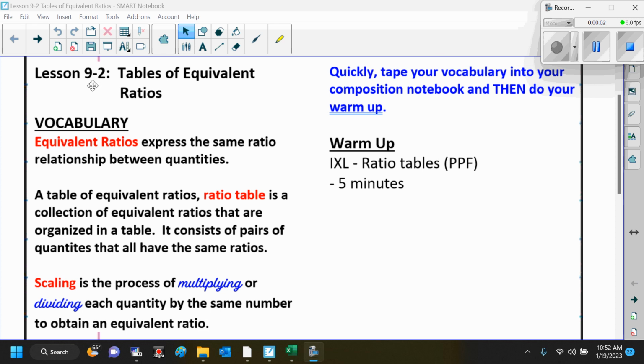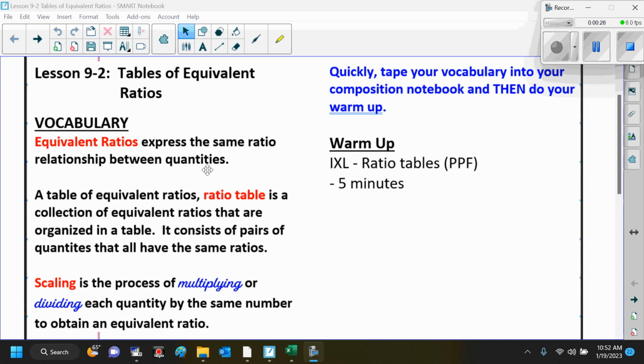Today's lesson is lesson 9-2, which is tables of equivalent ratios. Okay? You already wrote down this vocabulary. Equivalent ratios express the same ratio relationship between quantities. Okay? Equivalent ratios means equivalent fractions.